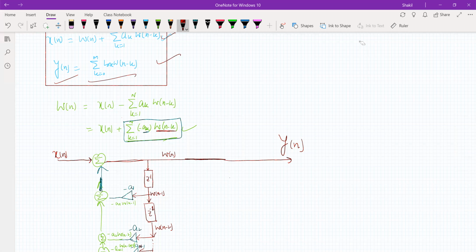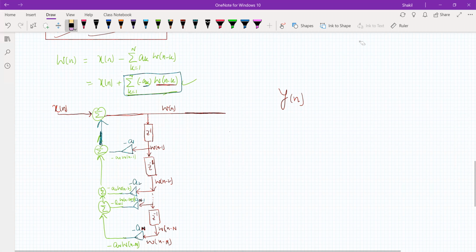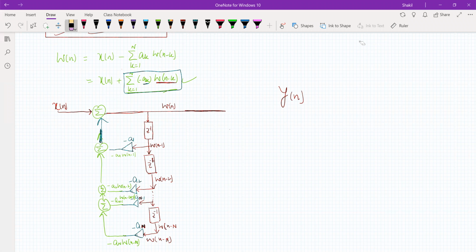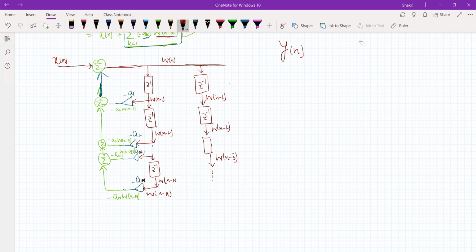And how do we obtain this? How do we obtain y of n? We first add these terms. So first let me realize this. What is this? First I will delay this. Then I will obtain w n minus 1. Then what we'll do? Again delay. We'll obtain w n minus 2. Then we'll again delay. We'll obtain w n minus 3, and so on, and so on.